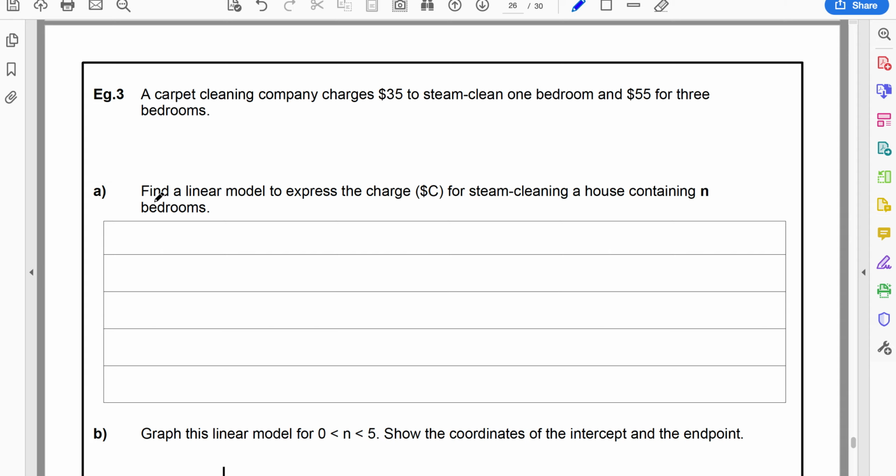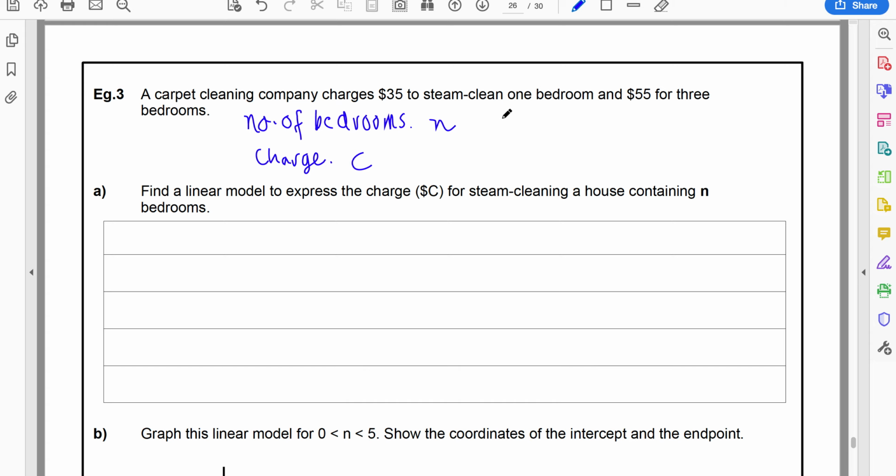So you can't gather straight away what the equation would be for this particular scenario. You'll notice the first question as well actually asks us for the linear model. We have to think a little bit differently. So first of all, think about the variables. So we've got number of bedrooms and we've got the charge or the cost. Now you notice it talks about that here. It says express the charge, so I'm going to call that C, for steam cleaning a house containing n bedrooms.